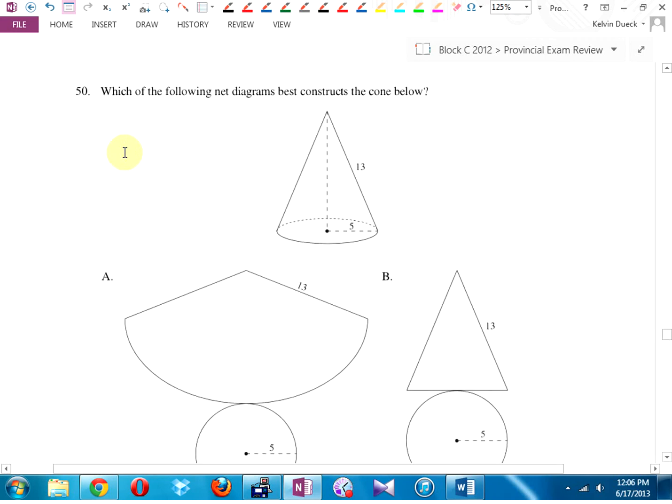So I talked about this term called a net. When they ask for a net, what they're saying is, please imagine the shape cut open and laid flat like a piece of paper. Imagine taking a paper-made three-dimensional shape and cutting down the side of one side of it and smoothing it out flat. So which of the following nets best constructs the cone below?